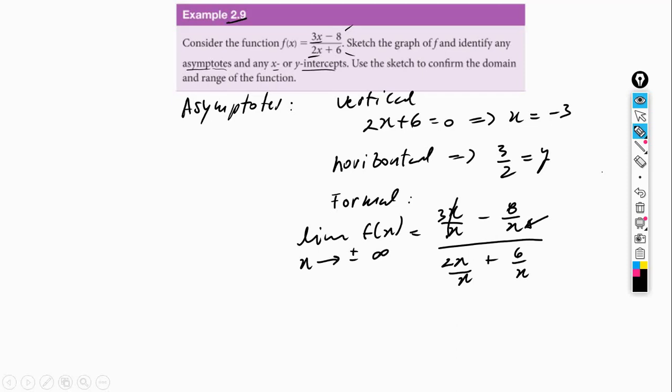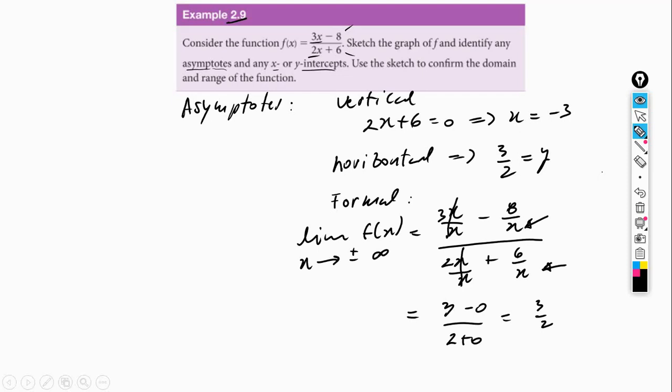In the denominator, we would have something very similar. This would cancel out because x over x, regardless of the number x, would cancel out. But this would tend to 0. Therefore, we could rewrite this as being equal to 3 minus 0 over 2 plus 0, and this equals 3/2. So that gives us the horizontal asymptote in formal terms.